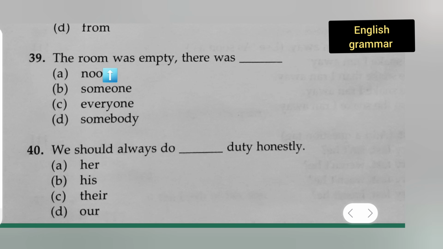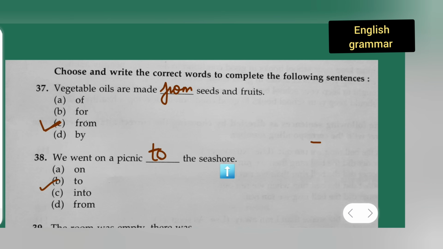Okay, take down the question. The room was empty, there was dash. So what is the correct option? Noon. Okay, A is the correct option. You all can even write down here N-O-O-N-E. Okay, here also I hope you all have written.